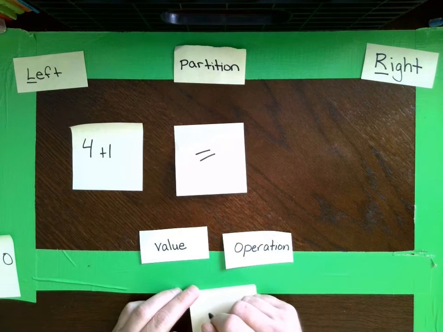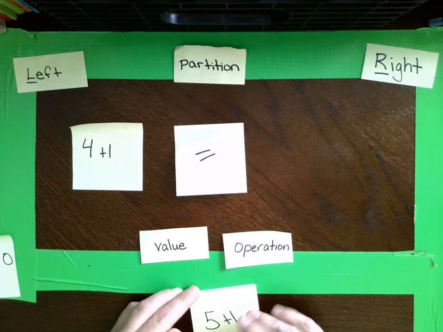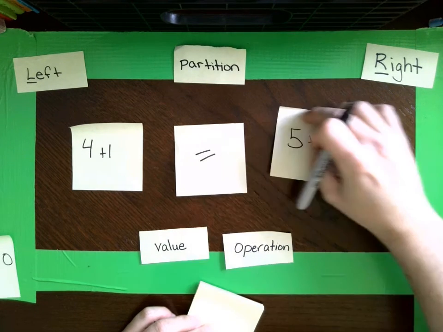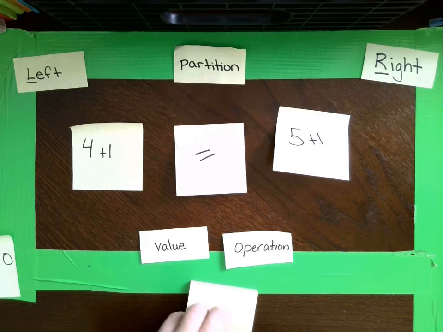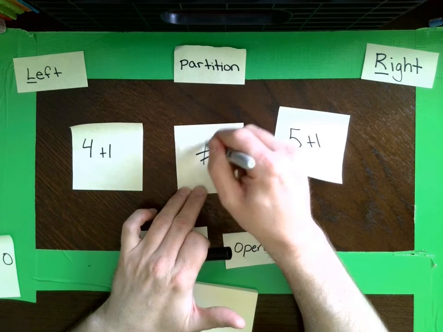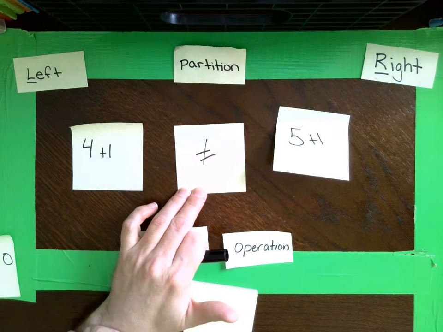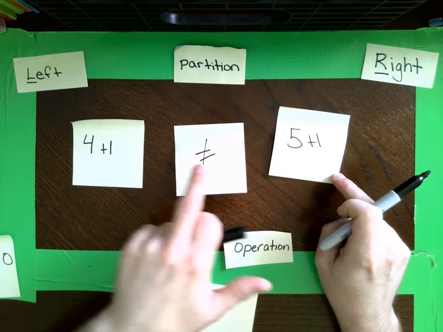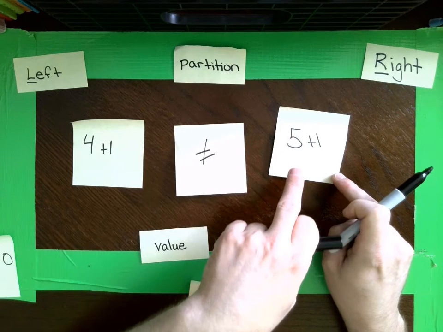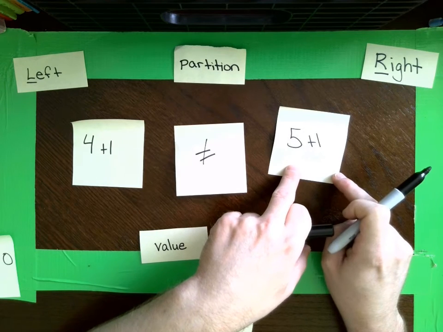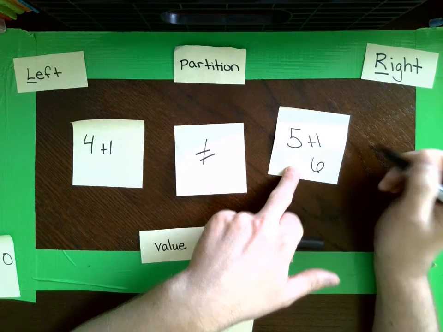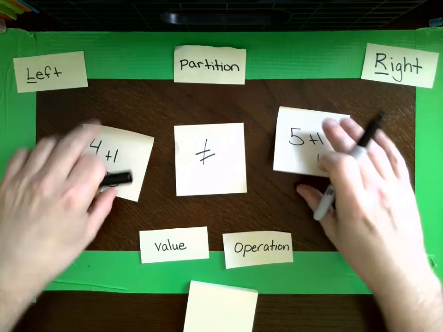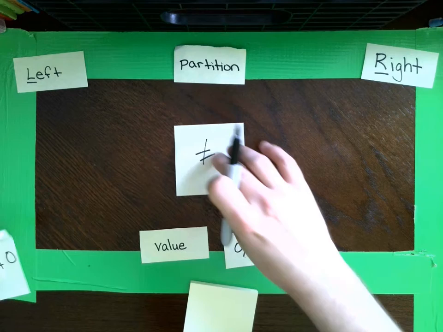But if I were to do 5 plus 1, this is no longer balanced. And actually the sign for that would be to draw a line through the equal sign. These are no longer balanced. 4 plus 1 does not equal 5 plus 1. 5 plus 1 equals 6. 4 plus 1 equals 5. So they are not balanced. We have to get rid of that.